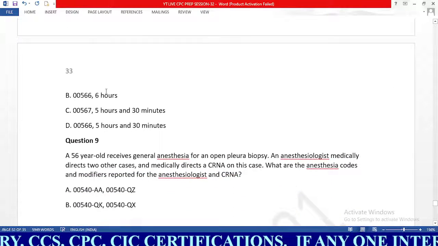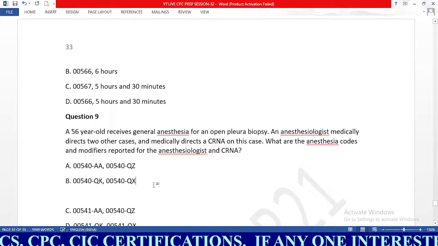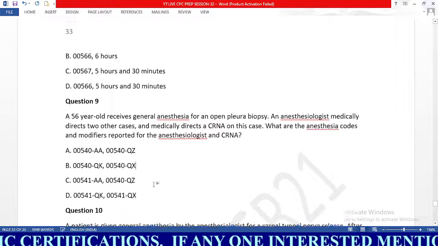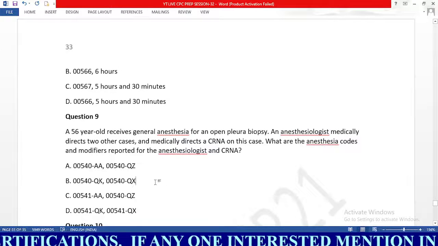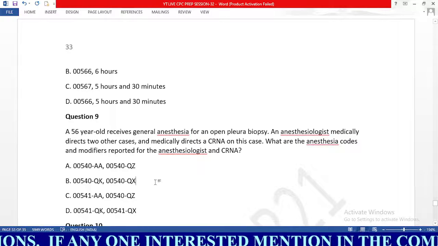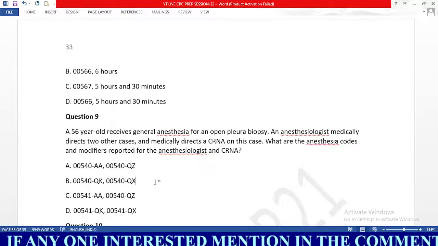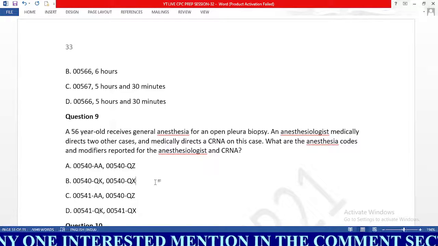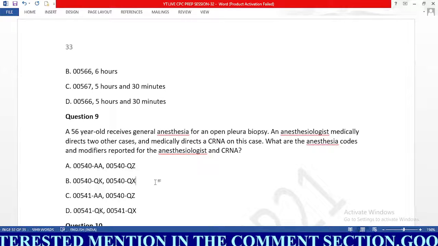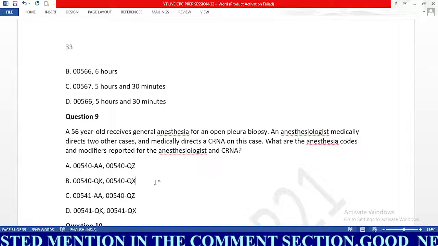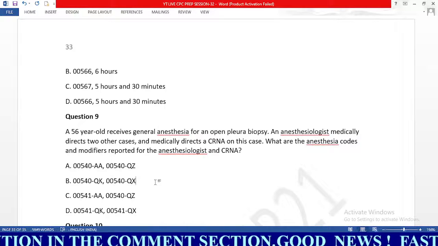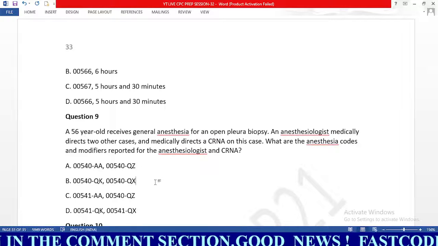Okay, check question number 9 please. Pump oxygenator, bypass machine, perfusion machine, and heart lung machine are all synonyms. Whatever the word, it is the same thing. Pump oxygenator and heart lung machine are both the same. You do not need to be confused between those two words.